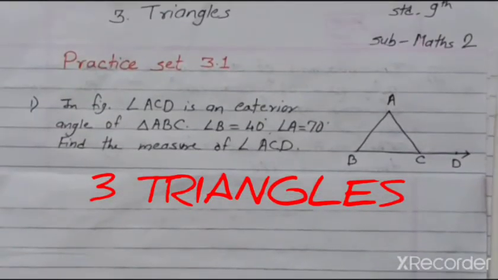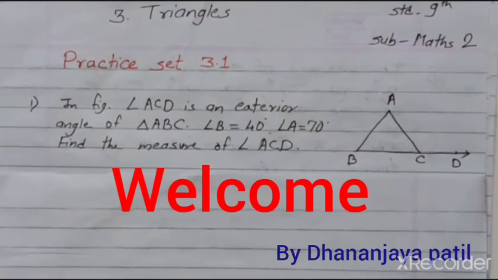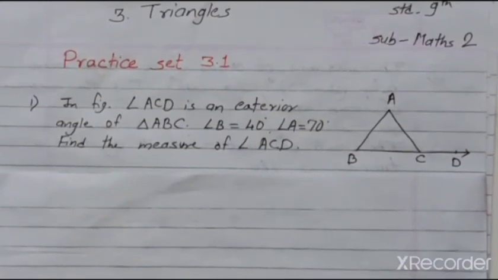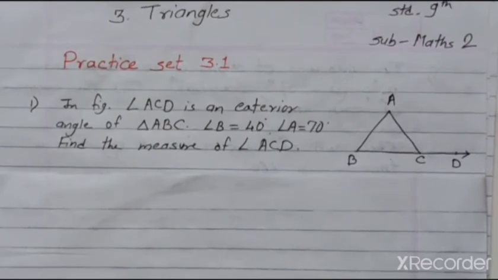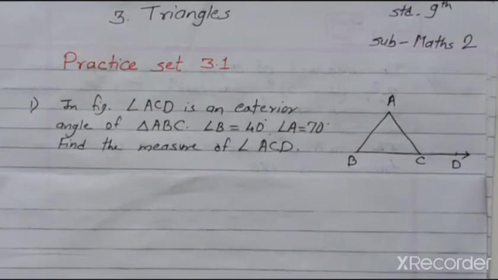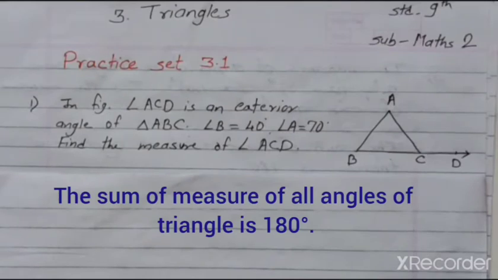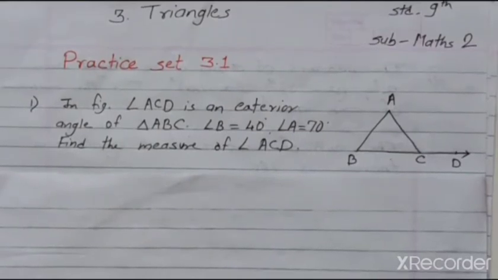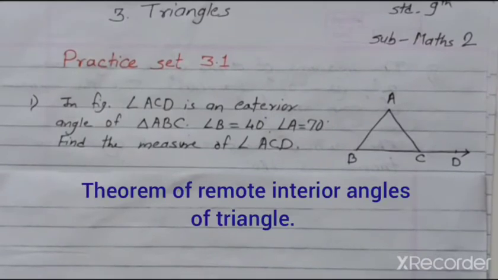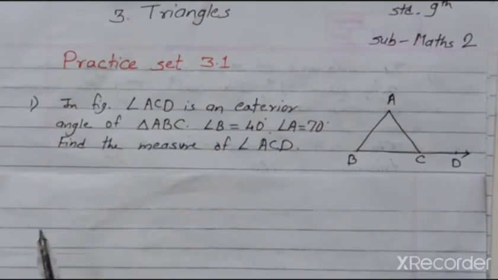Hello dear students, today we are solving practice set 3.1 from chapter number 3, Triangles, standard 9 maths 2. This practice set depends on two theorems: the sum of measure of all angles of a triangle is 180 degrees, and the second one is the remote interior angle theorem of a triangle. Let's solve question number 1.